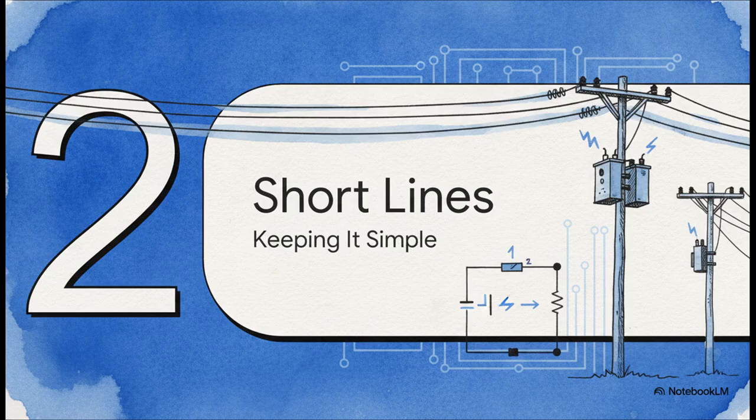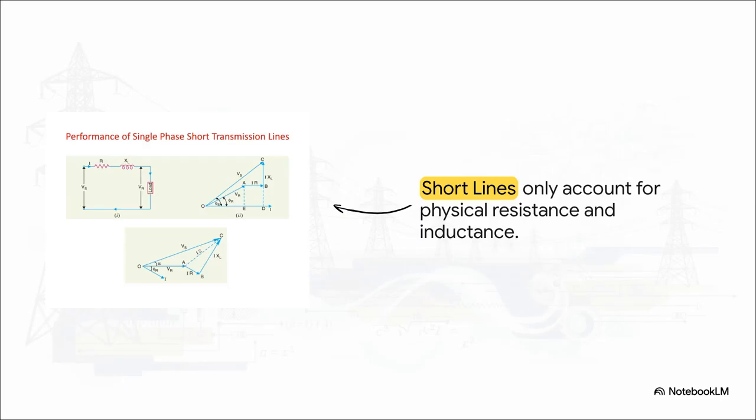Section 2, short lines, keeping it simple. What's really interesting here is how beautifully straightforward the model is for these short distances. In a short transmission line, which is usually considered to be under about 50 miles long, the variables are totally minimal. We really just account for the physical resistance of the wire, which is labeled as R, and the inductive reactance, labeled as XL. They're just lumped together in series. The phasor diagram then neatly maps out the relationship between the sending voltage and receiving voltage. Because the distance is so short, we don't even have to worry about the electrical charge interacting with the ground. It's just a quick, mathematically clean trip right down the street.